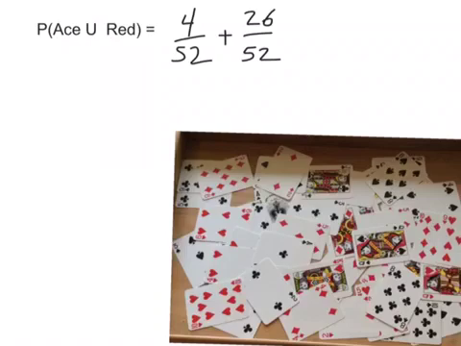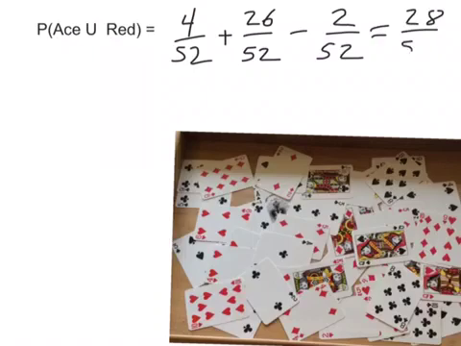But right now we're double counting, because the red aces are included in this group over here. They're actually in this group and they're in this group. So they're being double counted. And the way we fix that, we say, well, let's just subtract the 2 red aces. That's the ones that are in both. And there you go. That's how you figure out the probability, and we end up with 28 out of 52.